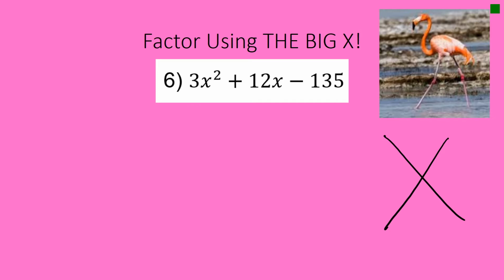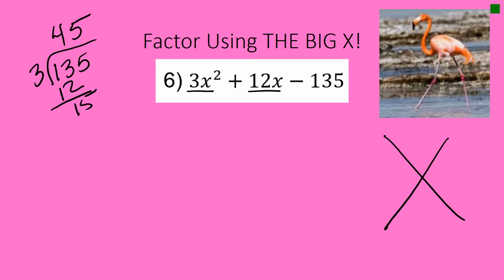What am I multiplying? 3 times 135. That's humongous. I can't do it. Yes, I can. You know what I should probably do though? Should I look for a GCF first? Does 3 go into 3? Yes. Does 3 go into 12? Yes. Does 3 go into 135? It does. So you know what? I've got a GCF of 3. Let's take that out first. So when I divide by 3, I have x squared plus 4x minus 45.